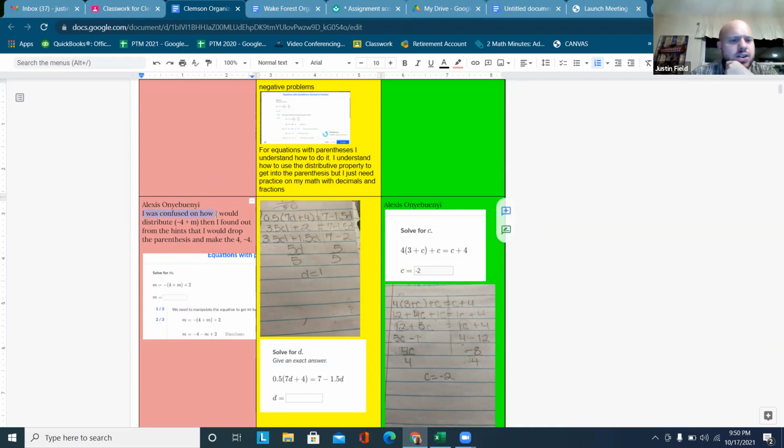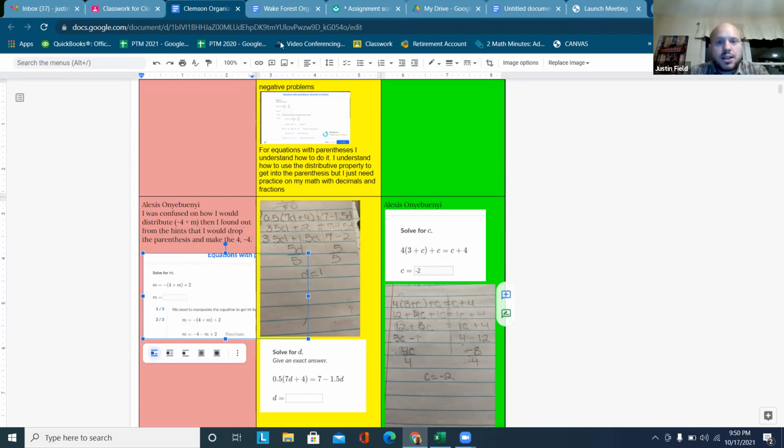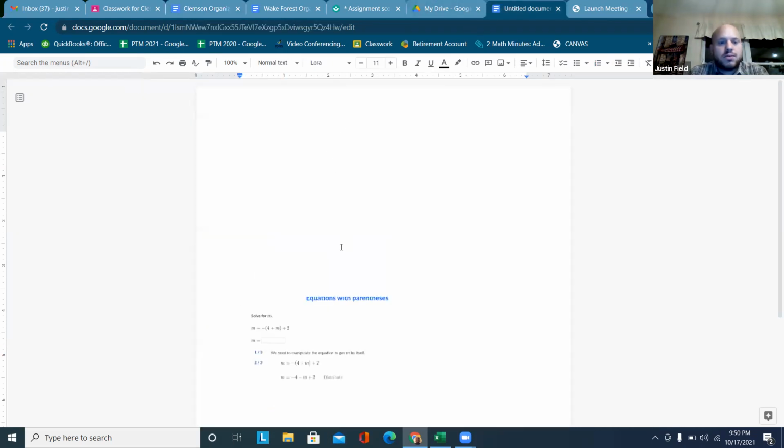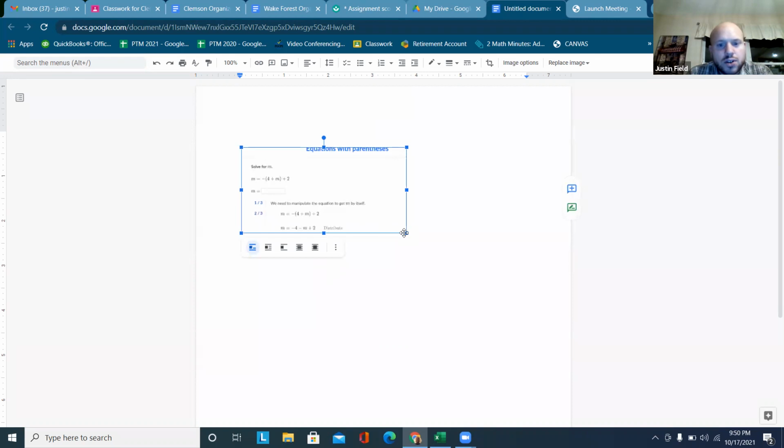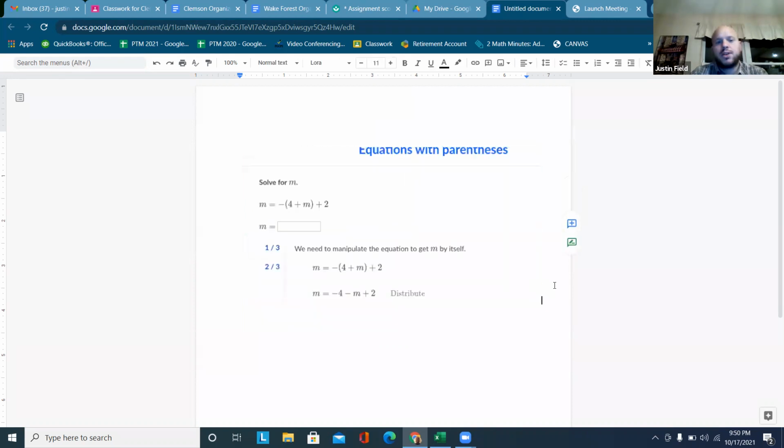Like Alexis here, I was confused on how I would distribute -4 plus m. Then I found out from the hints that I would drop the parentheses and make the 4 -4. So that's so awesome to see that you said that, Alexis, because this is a crucial concept to go over before the quiz.